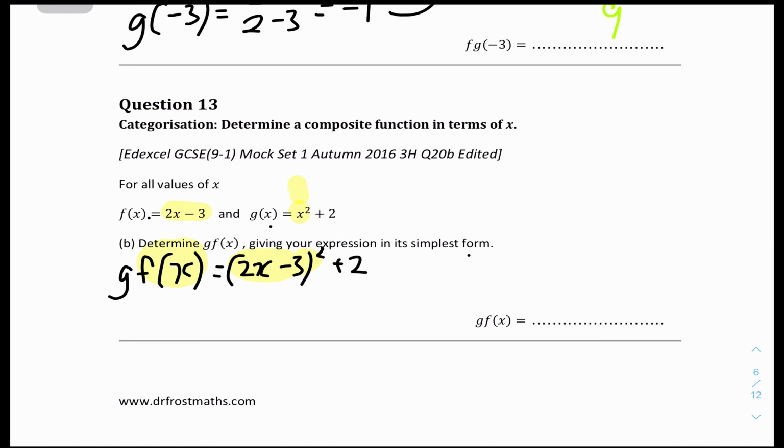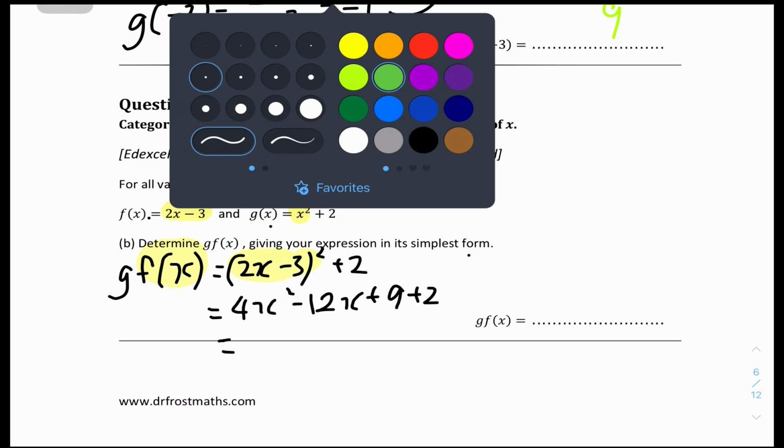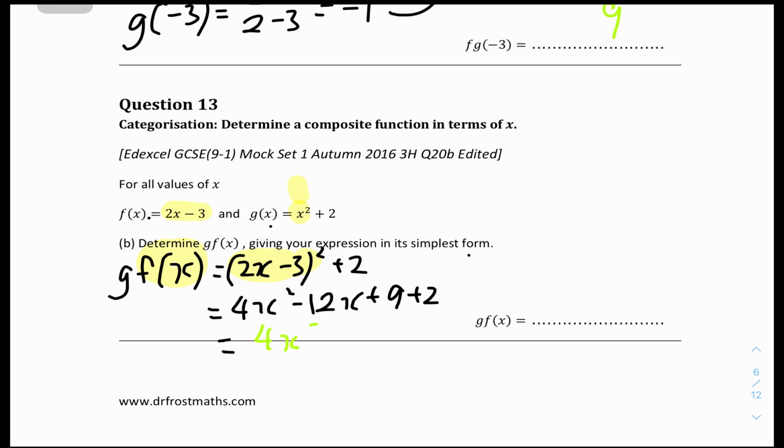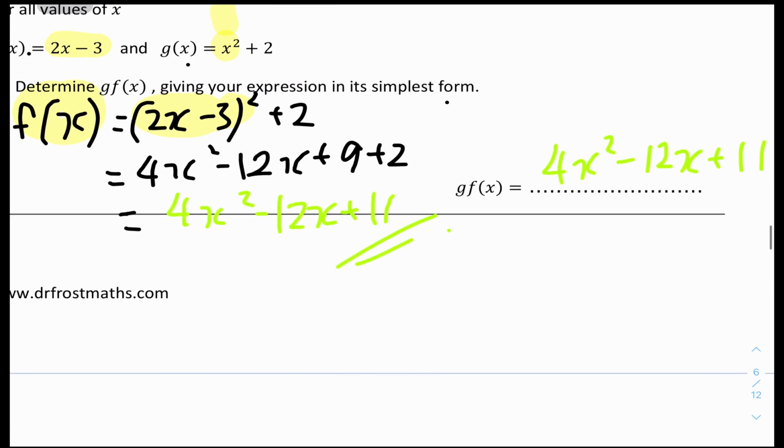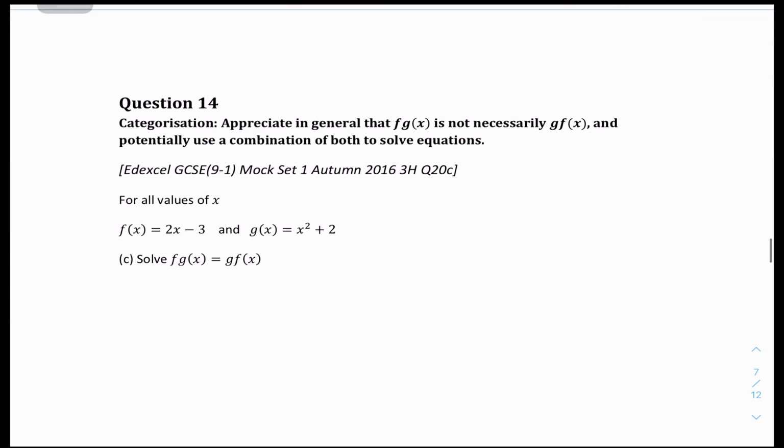So let's just expand the bracket to get 4x squared, minus 3 times 2 is minus 6, minus 6 times 2 is minus 12x, plus 9 plus 2. And if you simplify everything, you get 4x squared minus 12x plus 11, and that's the answer. So g of f of x would be 4x squared minus 12x plus 11.